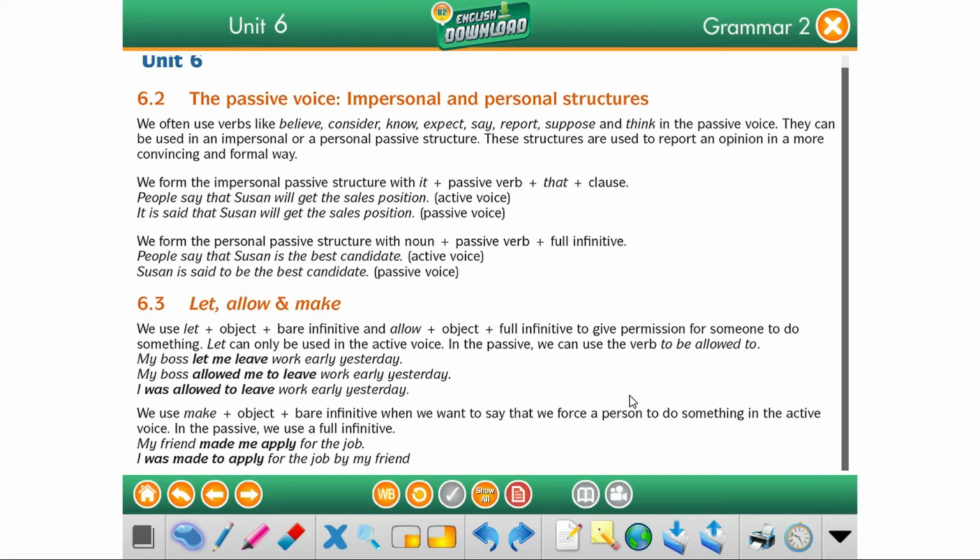Okay, now that we know this, we're going to continue with the grammar construction for these personal or impersonal sentences.